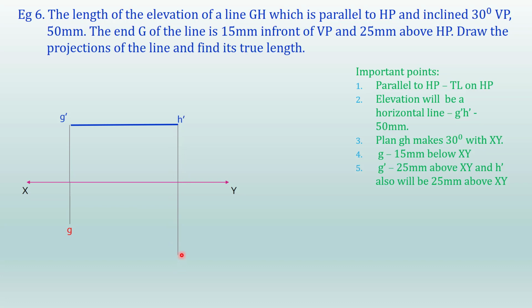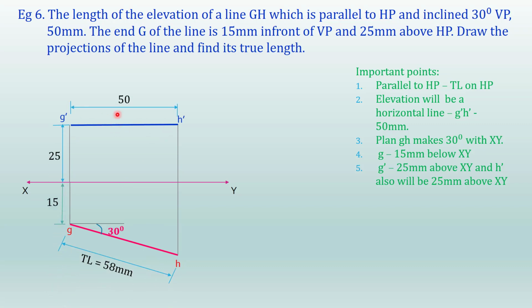Now we don't know the point H, right? For that, we know that the line GH, the plan, makes an angle of 30 degrees with XY. So you can mark 30 degrees and draw a line which meets the projector through H dash. That point will be small h. So this gives the plan, and this one is the elevation.